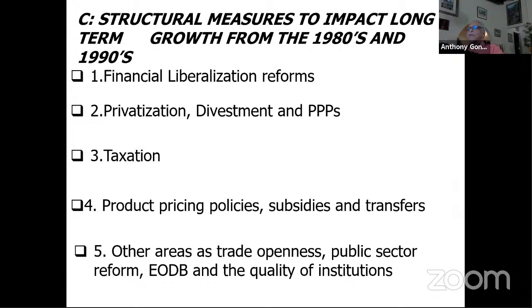So in terms of second generation reforms, we can see that not much has happened there since 1988. Now, the other areas that I would like to talk about, which would be things like the public sector reform, the ease of doing business, the quality of the institutions. All of these are areas of structural reform which have to be dealt with.